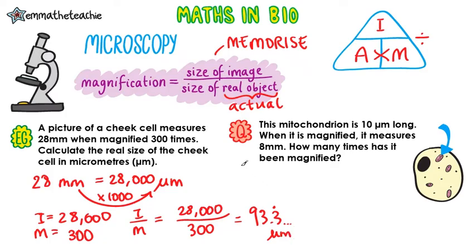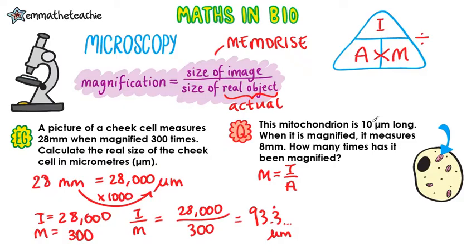Okay, now you try, pause the video, and then press play when you've had a go at the question. Ready? So this mitochondrion is 10 micrometers long. When it is magnified, it measures 8 millimeters. How many times has it been magnified? So we're looking for the magnification. So it's going to be magnification is image divided by actual. So we can just write that down to remind ourselves right now what we're going to do.